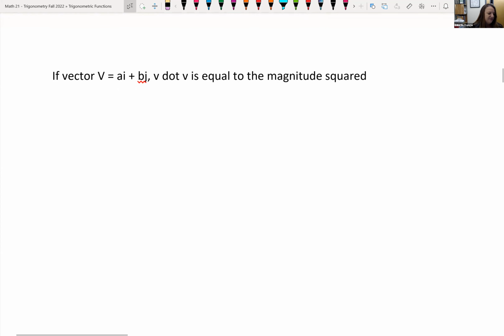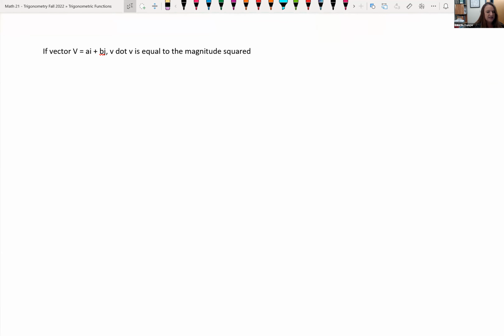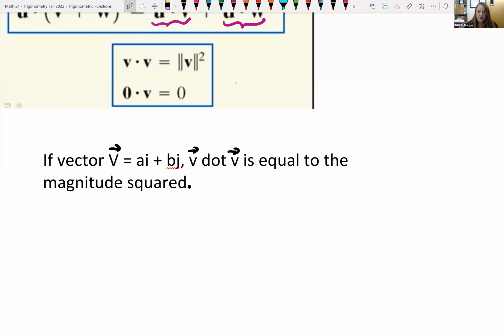Okay. So it says if a vector v, so when I typed this, the vector part didn't come out, and it's not boldface. So let me fix it really quickly. Okay, so what I have in here is just exactly what I had stated. If you have a vector v, a sub, with the vector a i plus b vector j, they should have arrows on them.